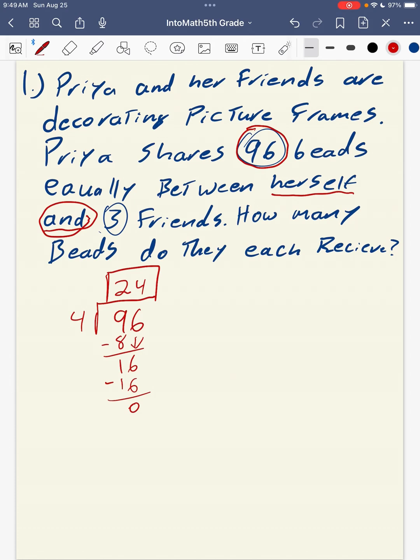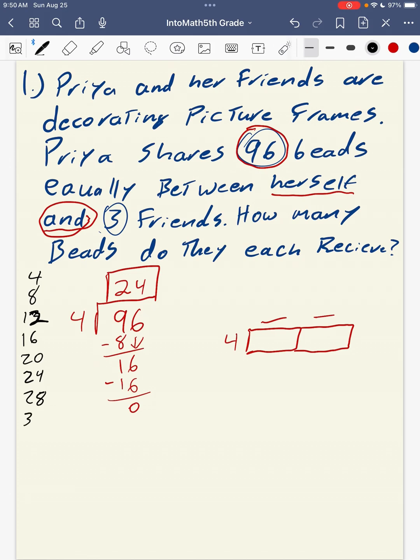If I were to do this as an area model, I would think of multiples of 4 that can be broken up into smaller pieces for partial quotients. To help me with this, I'll list out my multiples of 4. 4 times 1 is 4, 4 times 2 is 8, 4 times 3 is 12, and 4 times 4 is 16. 4 times 5 is 20, 4 times 6 is 24, 4 times 7, 28, times 8 is 32, times 9 is 36, times 10 is 40.